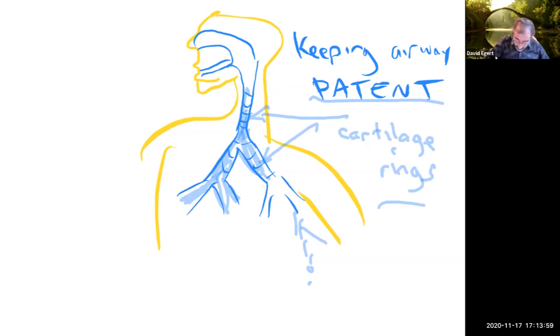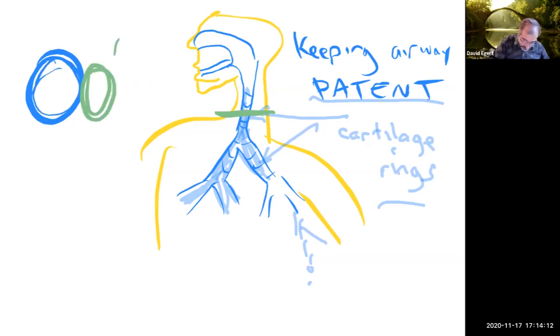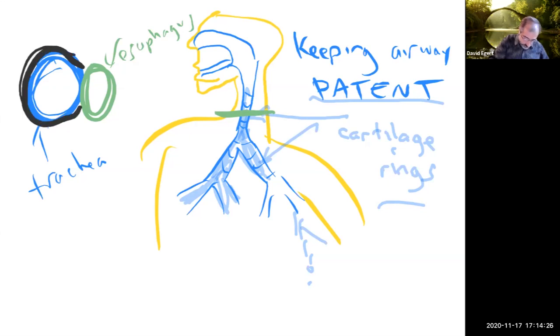I should mention in the trachea, the cartilage rings aren't actually all the way around. Like if I do a cross section of your trachea, the esophagus is right behind it. So the cartilage actually is more of a C shape. That way when you're swallowing your Thanksgiving turkey or whatever, it's not going to whack against a cartilage ring there. There's room for the esophagus to kind of expand on the back there.